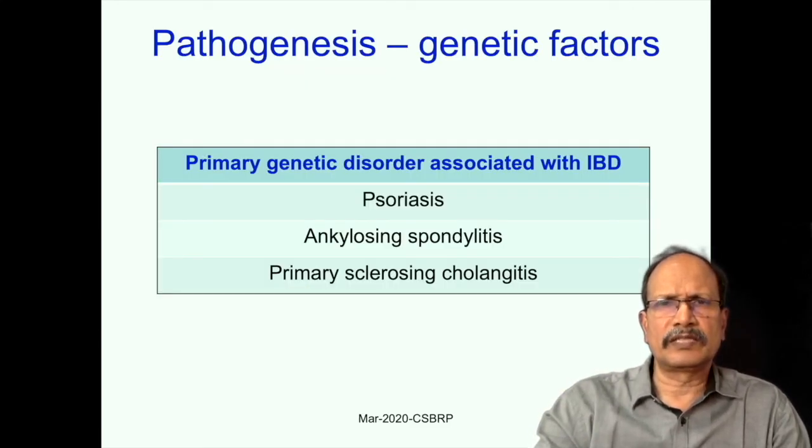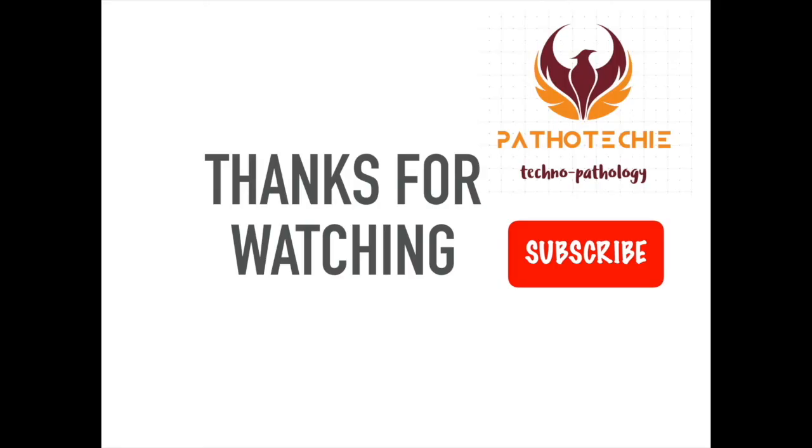So this slide tells that genetic association of inflammatory bowel disease with the autoimmune disorders, mainly psoriasis, ankylosing spondylitis, and primary sclerosing cholangitis.